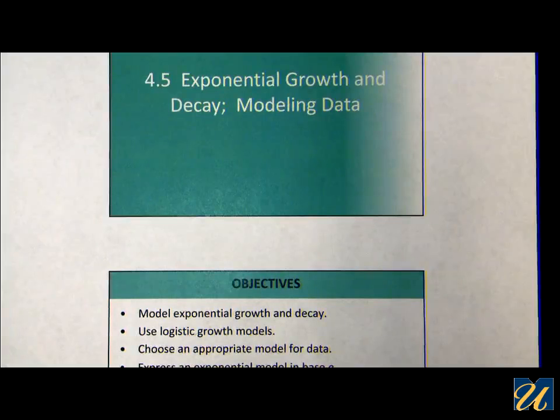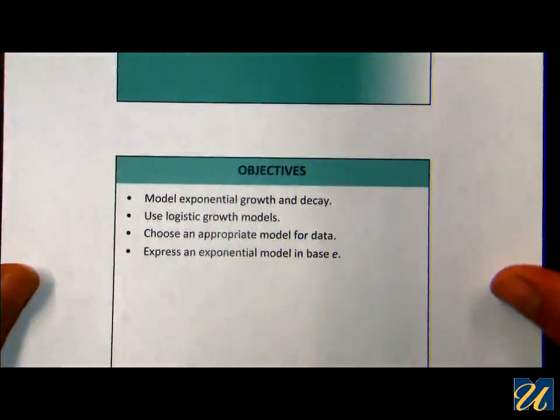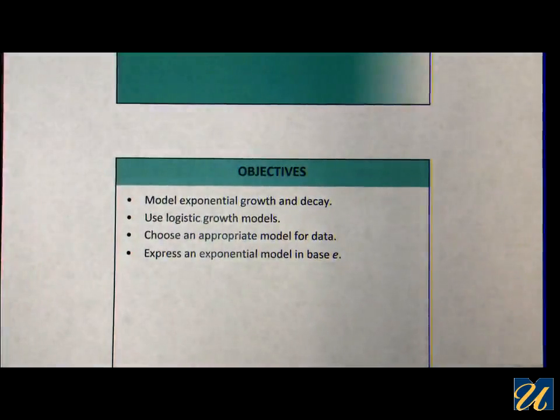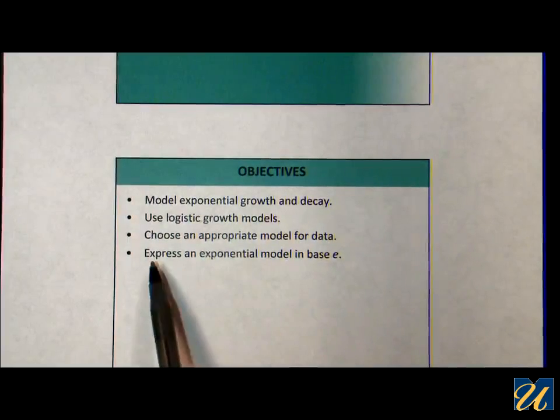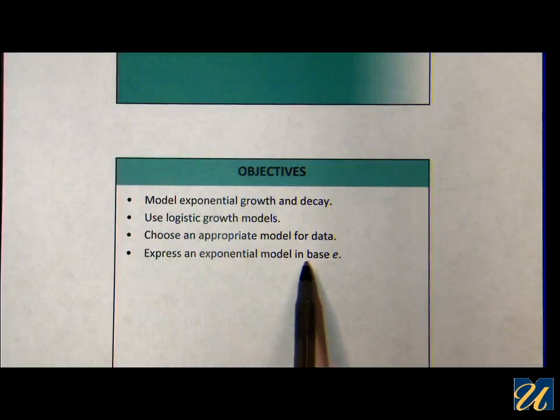Chapter 4, Section 4.5, Exponential Growth and Decay, Modeling Data. The objectives in this section include modeling exponential growth and decay, using logistic growth models, choosing an appropriate model for data, and expressing an exponential model in base e. In the problem area, we'll do this last item and we'll convert in both directions.